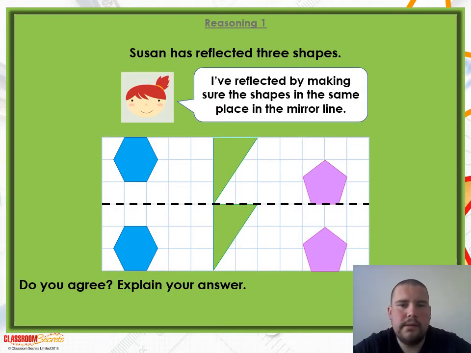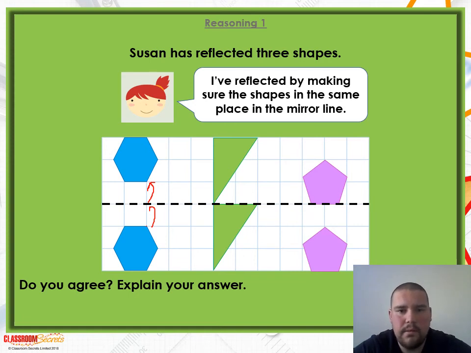Okay. Susan has reflected these shapes. She says she reflected them by making sure the shapes in the same place are in the same place in the mirror line. Do you agree? Explain your answer. Again, pick a point. See how far away it is from the reflection line. See if it's the same over here. See if the shape is the same. See if it's been reflected, mirrored.